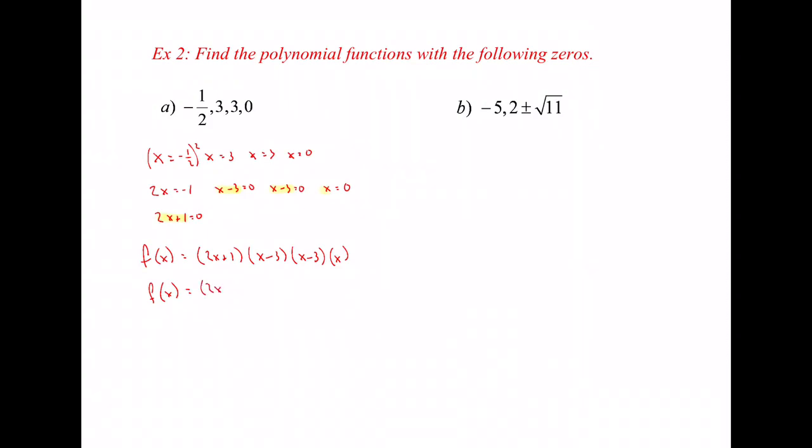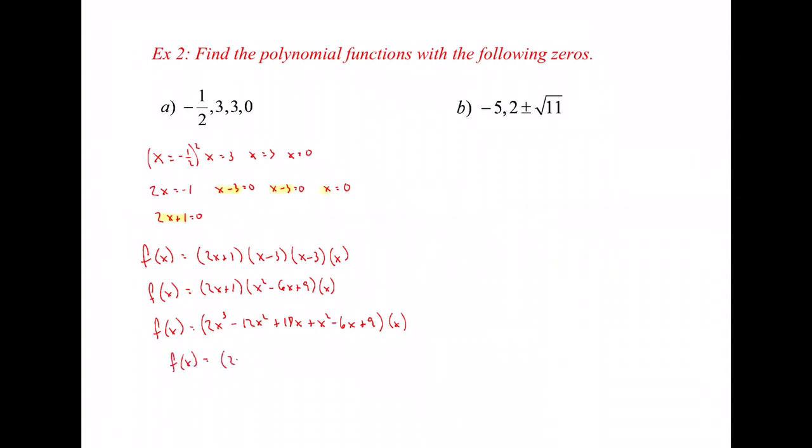So I'll multiply the x minus 3 times the x minus 3. That would give me x squared minus 6x plus 9. And then I'll go ahead and multiply the binomial and the trinomial. So that would be 2x cubed minus 12x squared plus 18x plus x squared minus 6x plus 9. I'll have to combine my like terms, and then that will get multiplied by x.